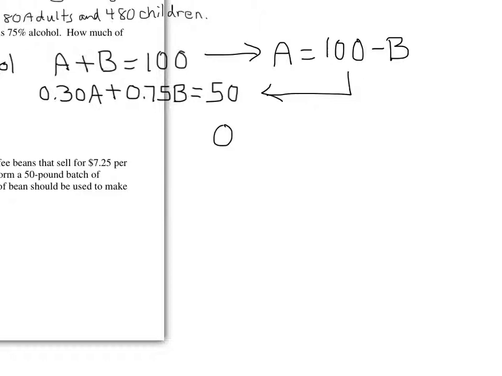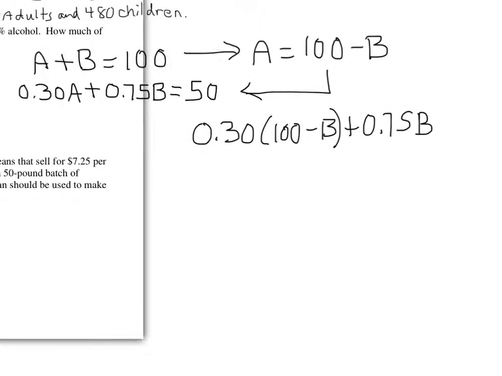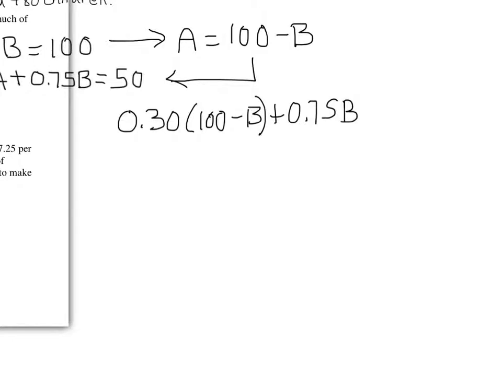So we have 0.30 times 100 minus B plus 0.75 B equals 50. Look at our equation now. We only have B. There's no more A. We got rid of the A through substitution. So now we can solve for B.